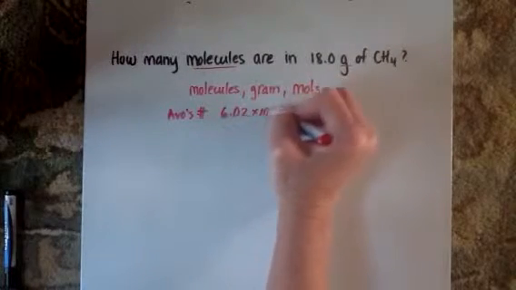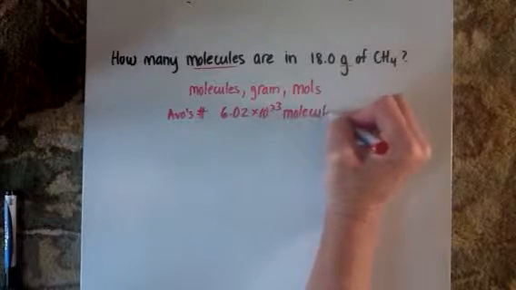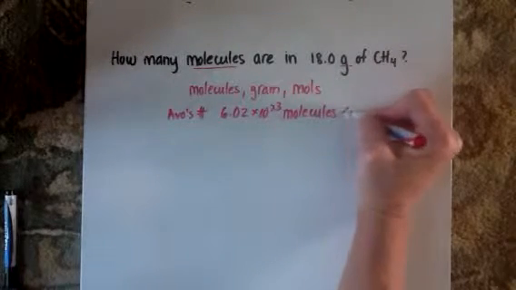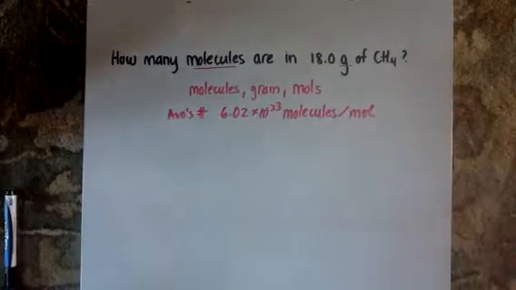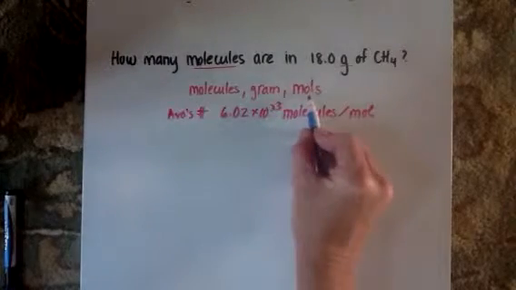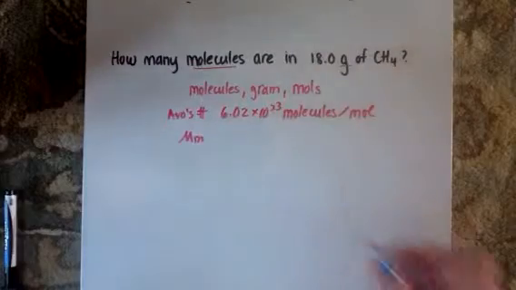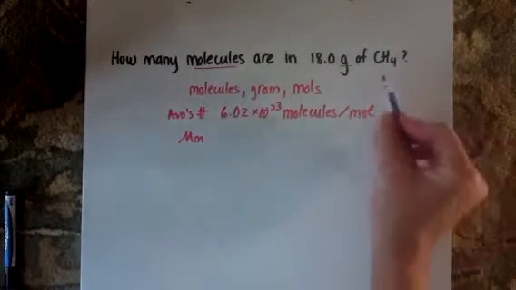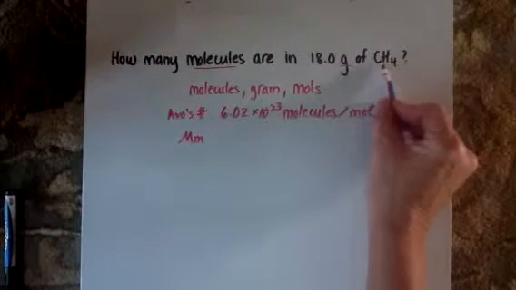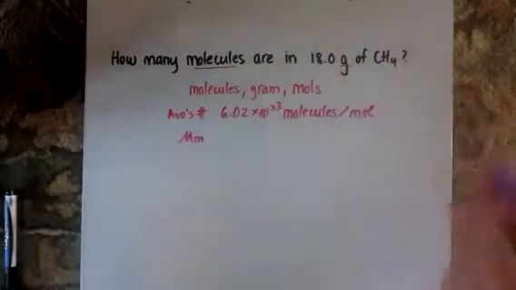6.02 times 10 to the 23rd molecules per mole. That's the definition of a mole. So we can use that as a conversion factor, and then we have another one that relates grams and moles. It's the molar mass. The molar mass depends on the compound involved, and we can calculate it using the numbers off the periodic table.